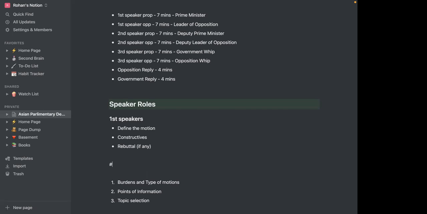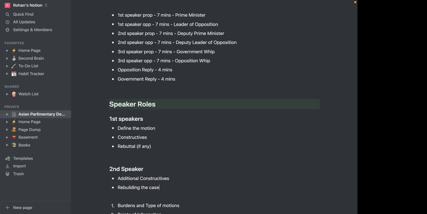Let's come to the second speaker. Second speaker does three things. We've already talked about this. Number one, provide additional constructives, in terms of you bringing new arguments to the team. Brand new argumentation that the first speaker didn't have time for. Number two, rebuilding the case.